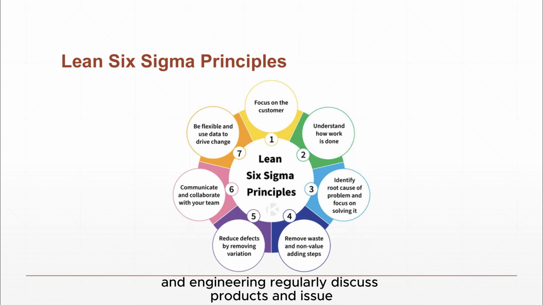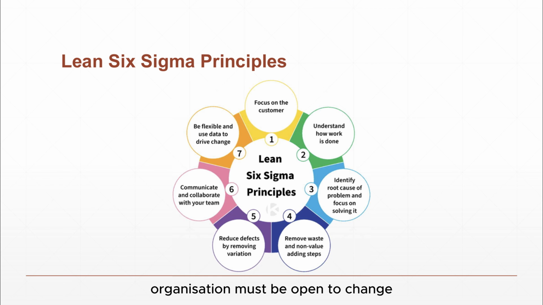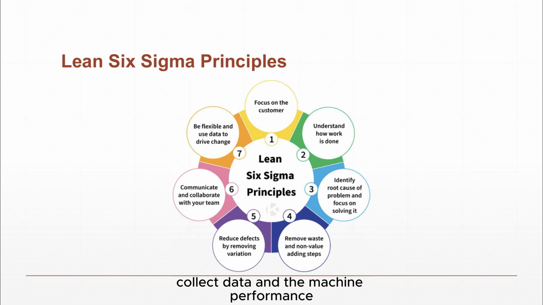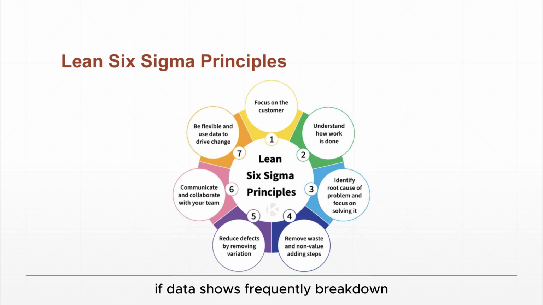Be flexible and use data to drive change. Organizations must be open to change and use data to make decisions. Example, a manufacturing industry collects data on machine performance. If data shows frequent breakdowns, they introduce preventive maintenance to avoid future issues.